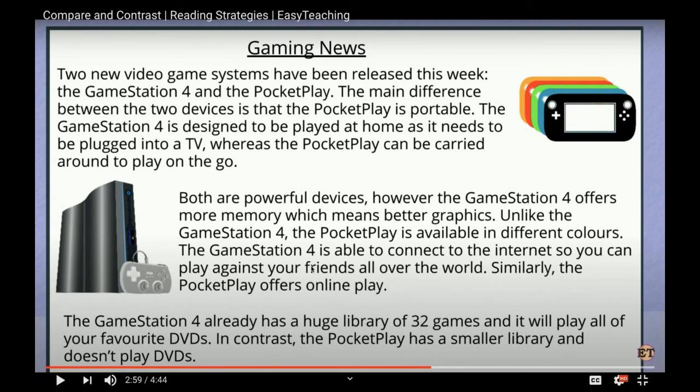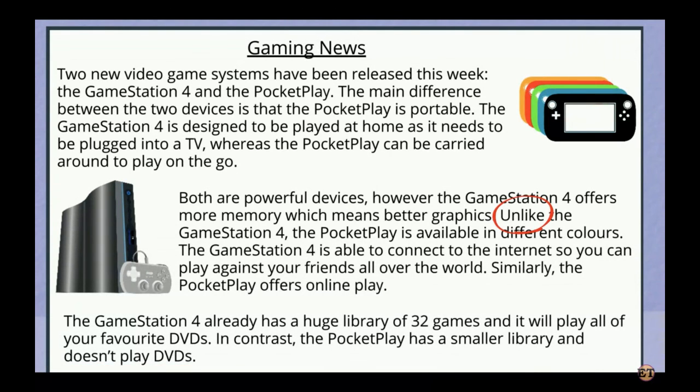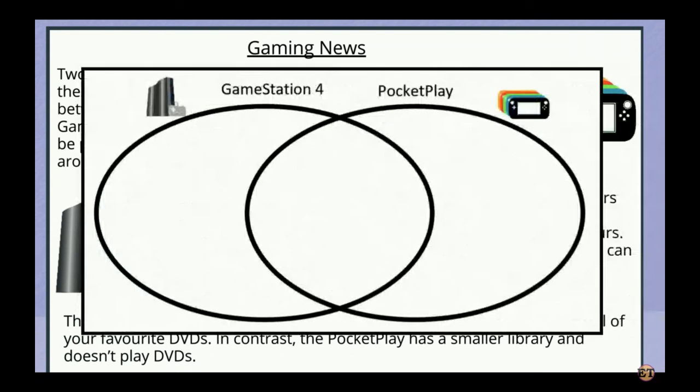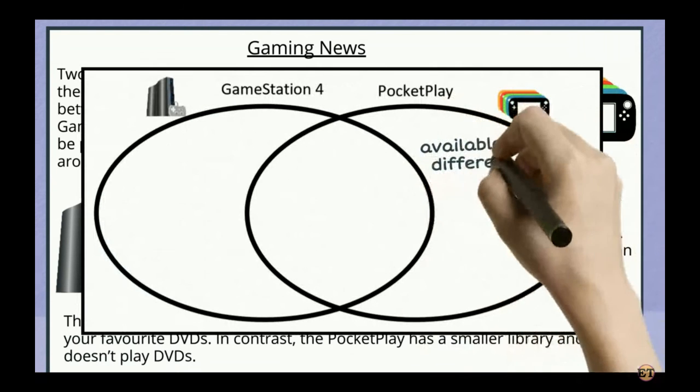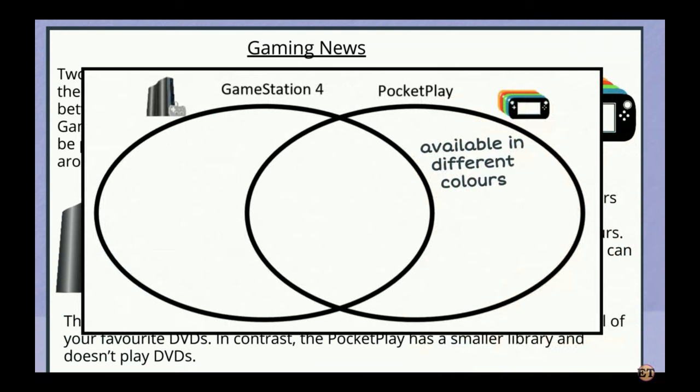So let's see if we are right with our signal words. Here's one. The word unlike tells us the author is identifying a difference. Can you see which difference the author is referring to? It says the Pocket Play is available in different colors. This means the GameStation 4 is not.